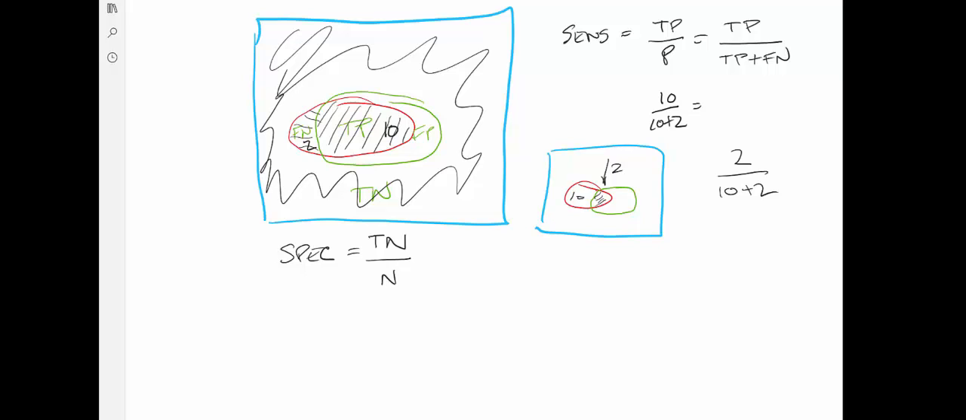Divided by the other negatives. What are the other negatives? Well, that's the true negatives divided by the true negatives plus the false positives. So in this particular case, we're going to add in the false positives, all of these guys in here, right?